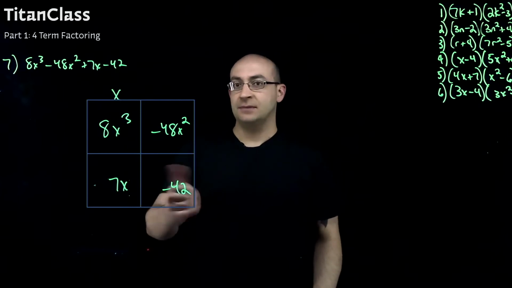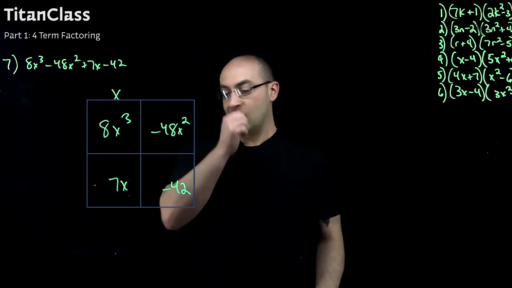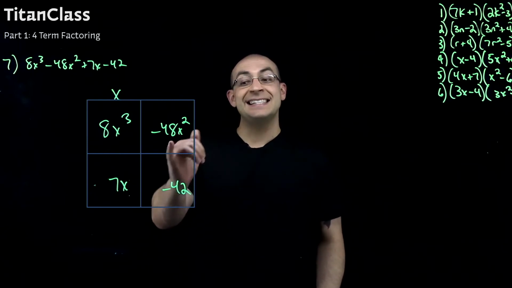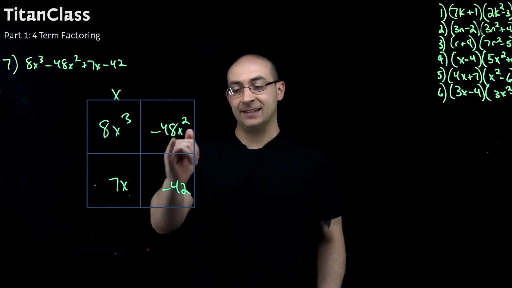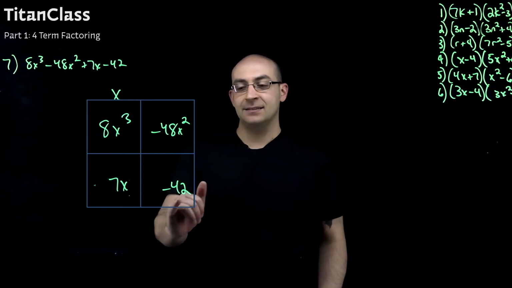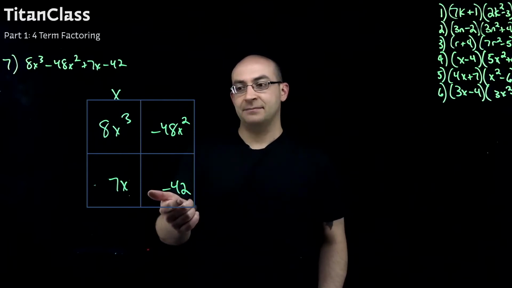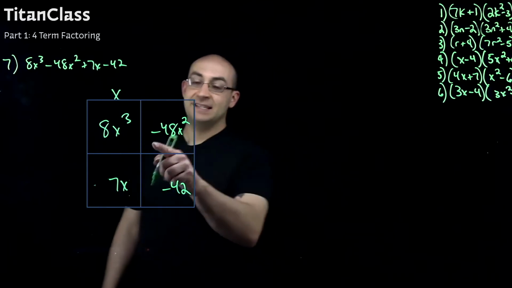Definitely a 2, right? 4 won't, because 4 can't come out of 42. 6 can, right? Because 48 divided by 6 is 8. And 7, I can pull a 6 out of this. Can it be any bigger, though? Not 8. It's going to be 6. And it's going to be a minus 6, right?